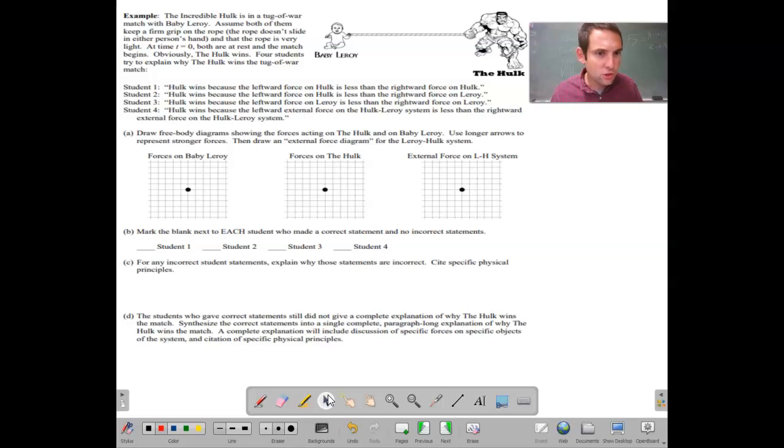Obviously, the Hulk wins. Four students try to explain why the Hulk wins the tug of war. Student A: Hulk wins because the leftward force on Hulk is less than the rightward force. Student B: Hulk wins because the leftward force on Hulk is less than the rightward force on Leroy. Student C: Hulk wins because the leftward force on Leroy is less than the rightward force on Leroy. Student D: Hulk wins because the leftward external force on the Hulk-Leroy system is less than the rightward external force on the Hulk-Leroy system. All right. Draw a free body diagram showing the forces acting on the Hulk and Baby Leroy, and then the external forces on the whole Leroy-Hulk system.